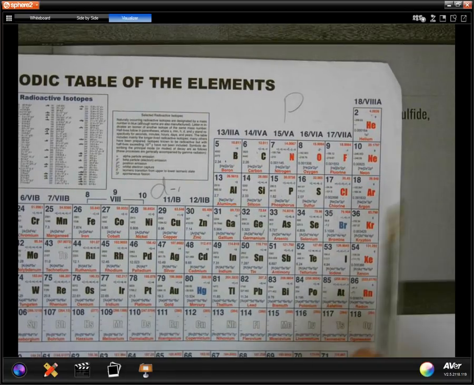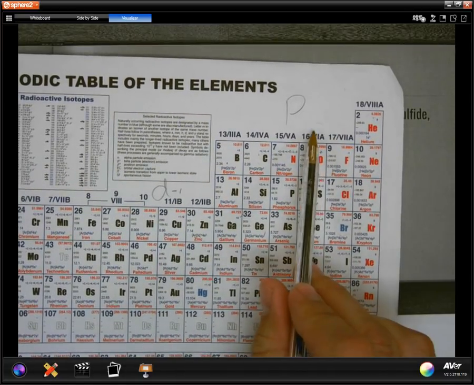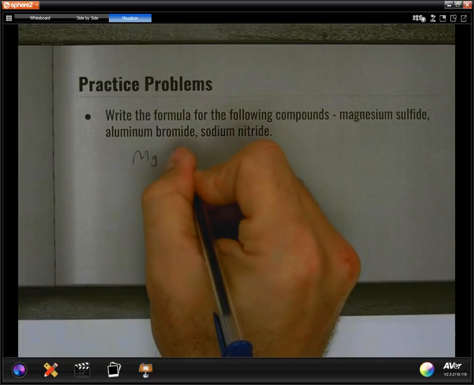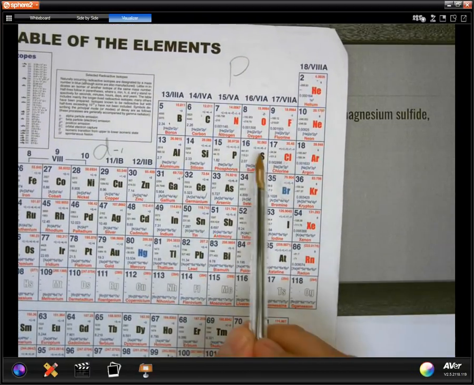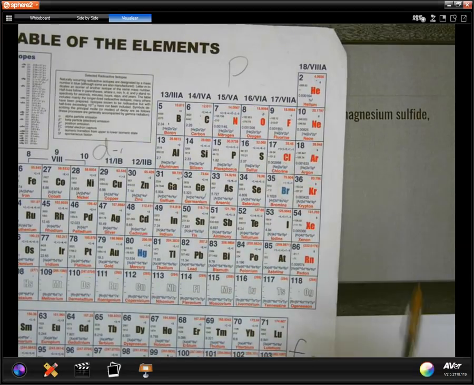So sulfide is when sulfur has that -2 charge. How did I come up with sulfur as -2? Because he's in the oxygen family, he's going to gain 2 electrons to have a charge.